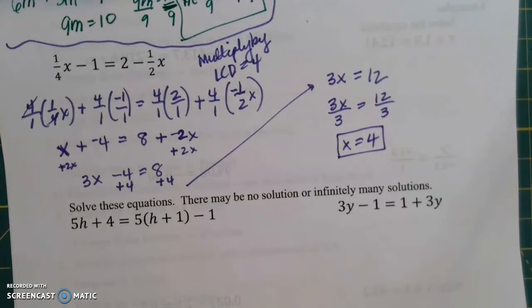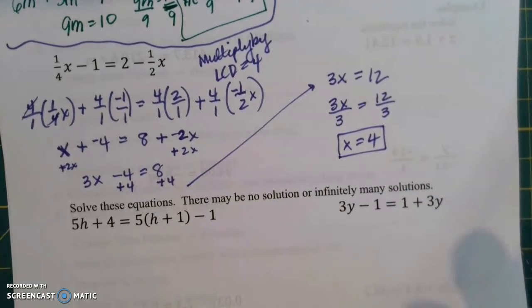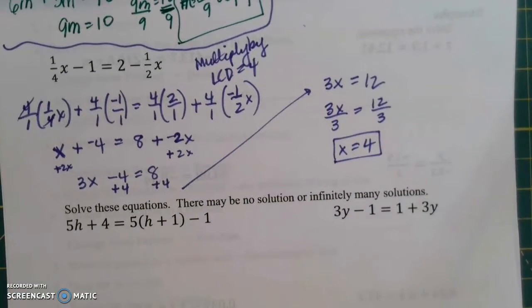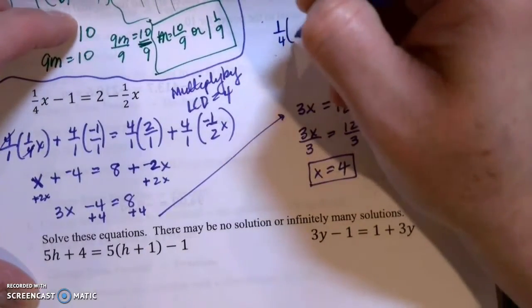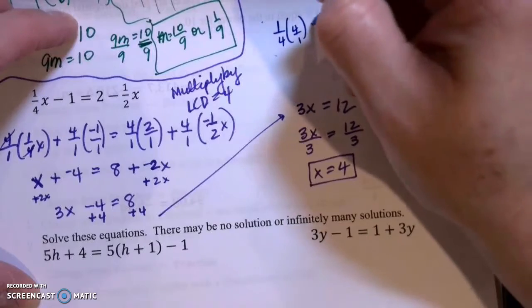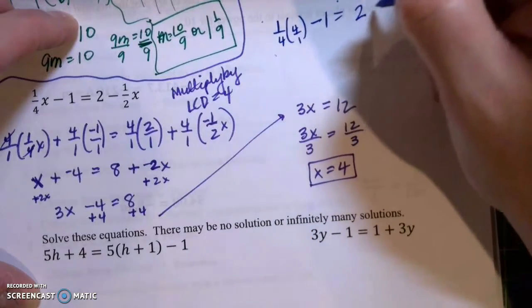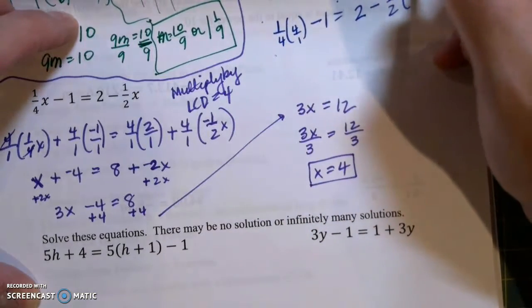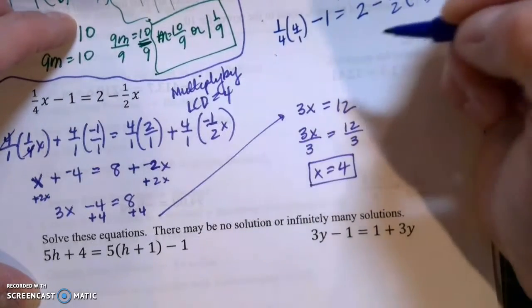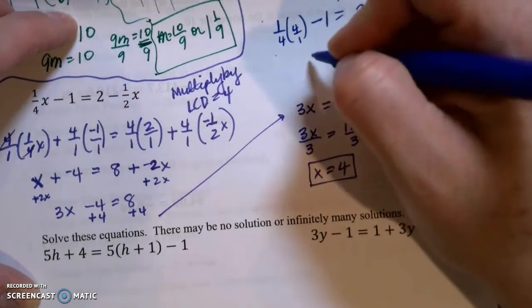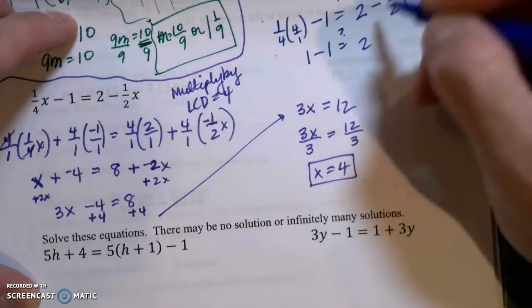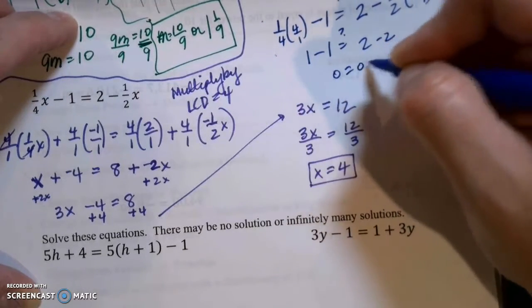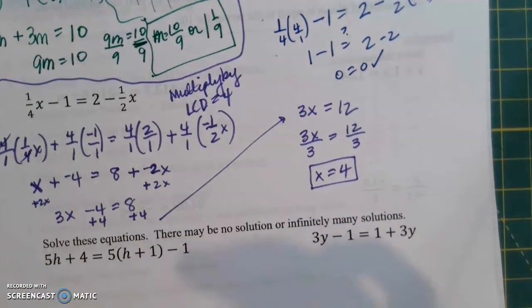And it's always a good idea to go back and substitute these things into the original equation to double check your answer. So let's do that fast on this one so we can see that we did get the correct one. So 1/4 times 4 over 1 minus 1, is that equal to 2 minus 1/2 times that 4? 1/4 times 4 over 1 is 1, so 1 minus 1 on this side. This side is going to be 2 minus 2, so we get 0 equals 0. So yes, x equals 4.